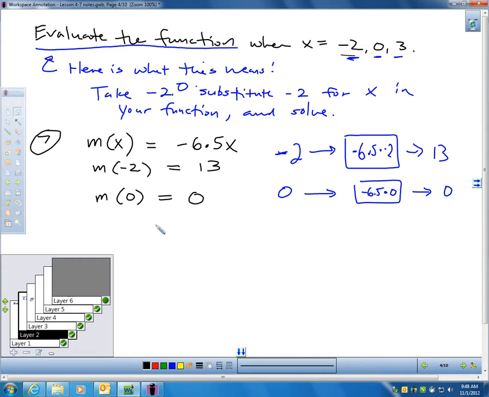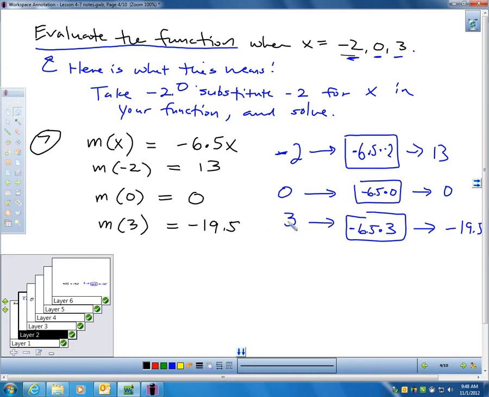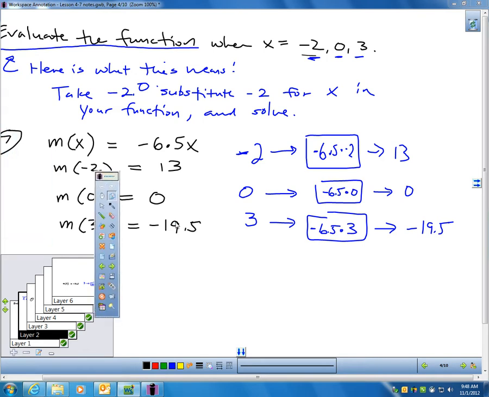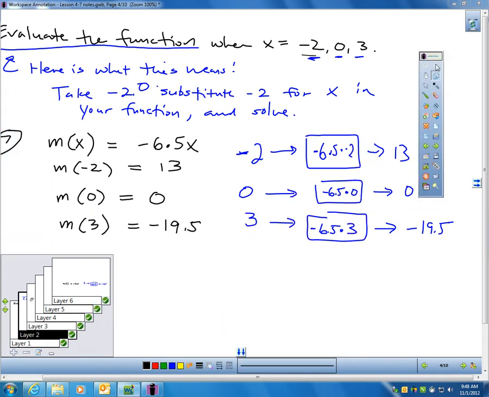We also have to replace or input 3 in the box. So I'm going to put 3 in the box. The box will take 3 and multiply by negative 6.5, and it will output negative 19.5. So m of 3 would equal negative 19.5. M of 3 means we inputted 3 in the box, and the box outputted negative 19.5. So that's what we would have to do on questions like 7 through 11.